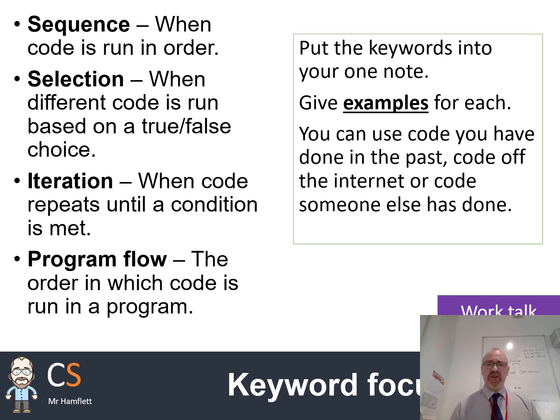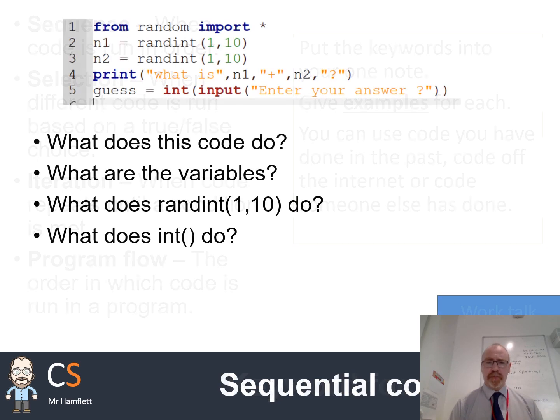Keyword focus here: sequence is when code is run in order, selection is when different code is run based on a true-false choice. Iteration is when code repeats itself until a condition is met, and program flow is the order in which the lines of code, the statements in my program, are run. Those have become really important words when we describe code.